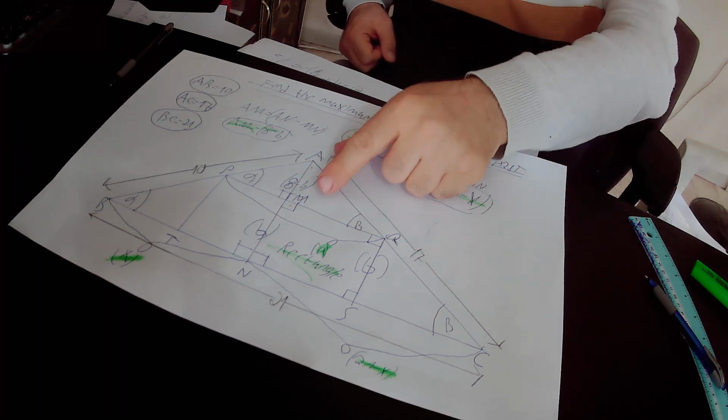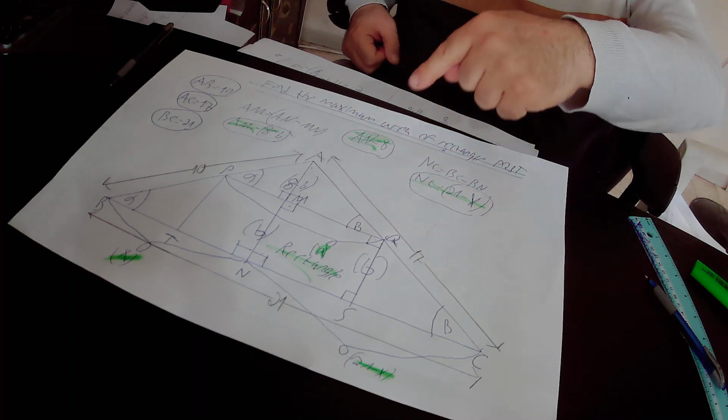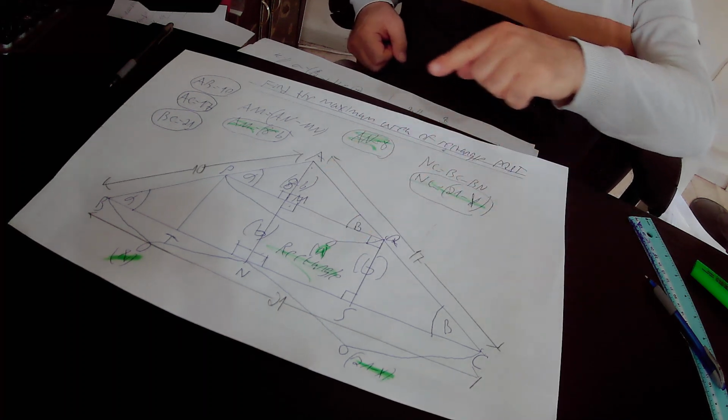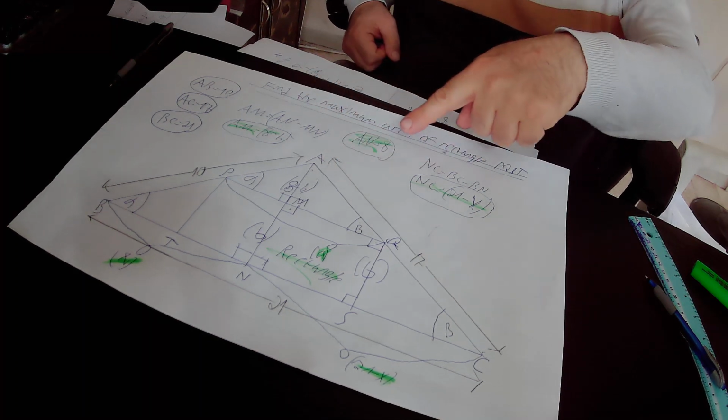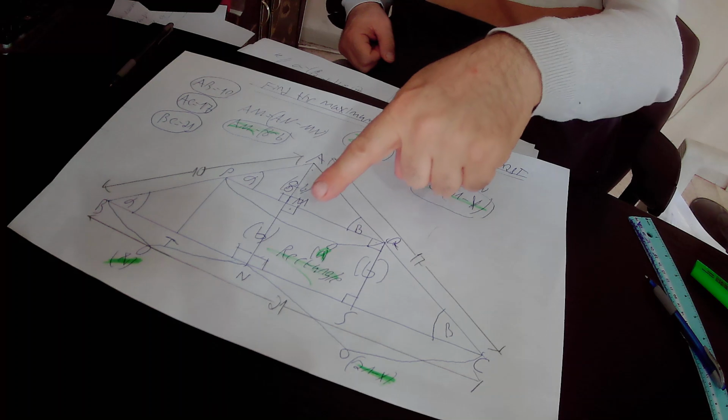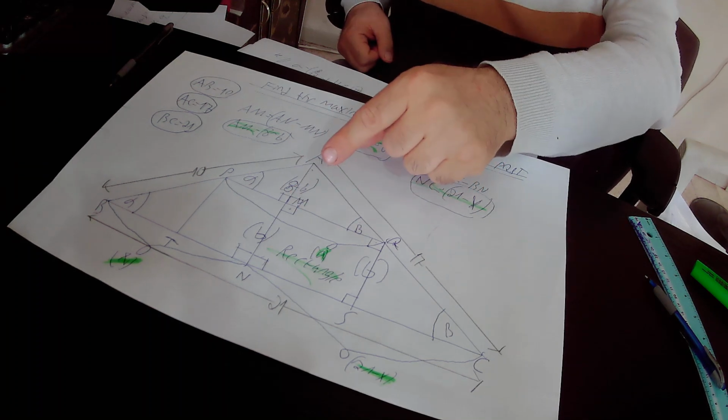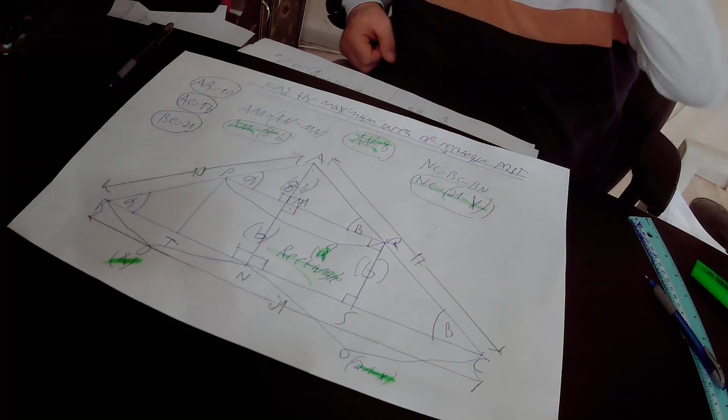So what is the length of line segment AM? Line segment AM equals AN minus MN. So AM equals AN, that is 8, minus MN, that is B. So in total, we found that the length of this line segment AM is 8 minus B.